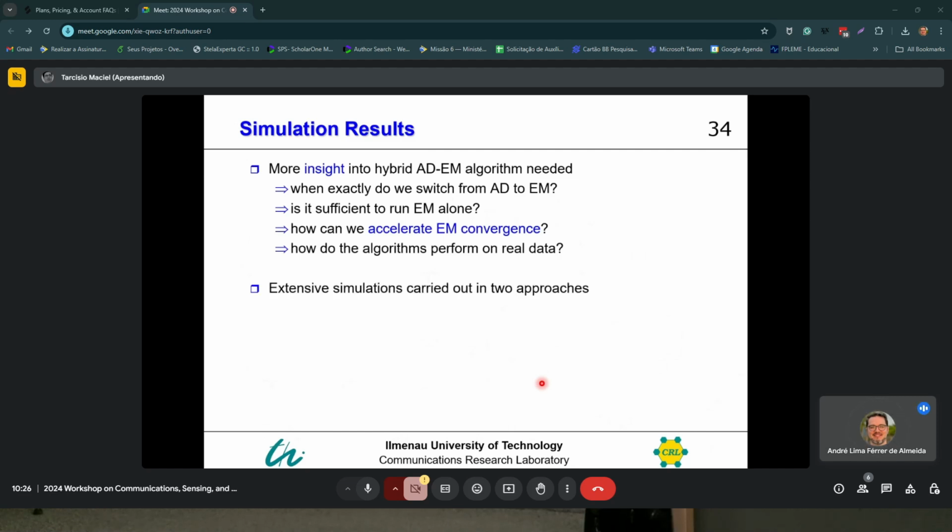And we carried out some extensive simulation campaigns in 2 approaches. First for synthetic data experiments and then also for real data experiments, movie recommendations, actually using the MovieLens dataset that's available on the internet.